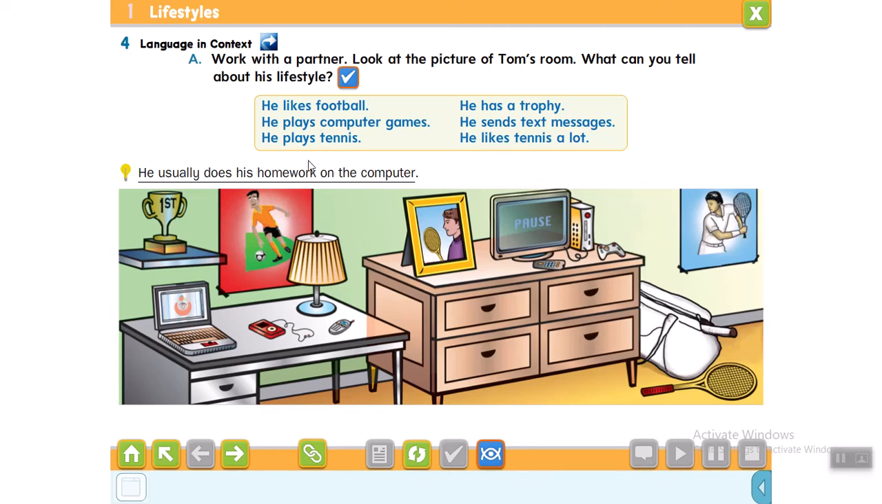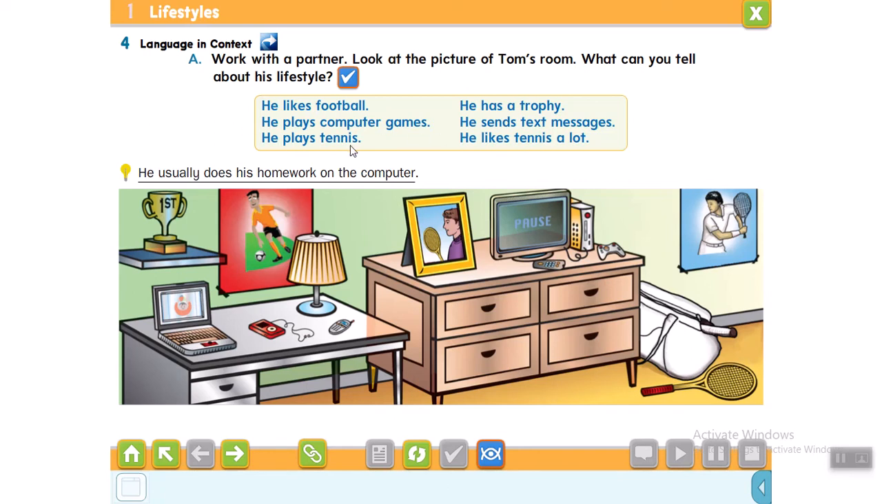He plays tennis. Yeah, he has here a racket and a bag of tennis. He has a trophy. We can see this champion trophy for him. He sends text messages. He likes tennis a lot. He has two pictures of tennis and he has a racket and a tennis bag.